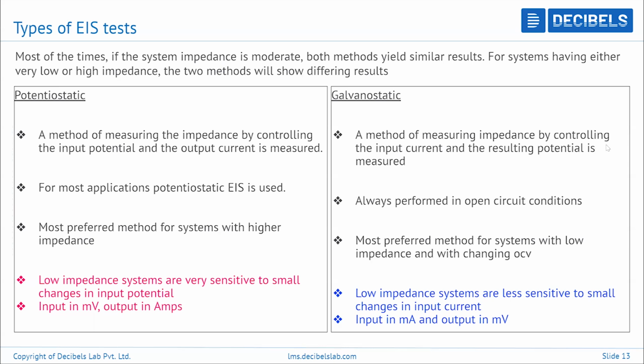When you want to capture low impedance systems, the potentiostatic approach is used, and such systems are very sensitive to small changes in the input response. For systems which are very less sensitive to small changes in input current, the galvanostatic approach is used.